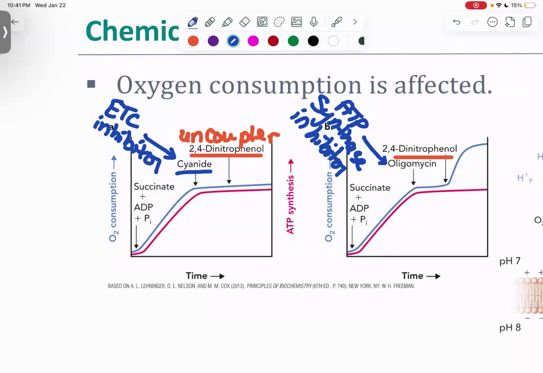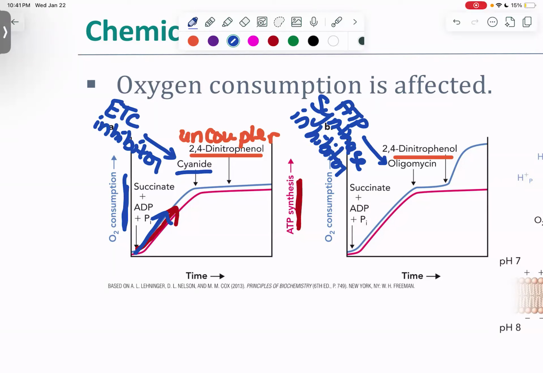So the question is kind of, what's happening? How does this work? So if we take mitochondria and we give them succinate and we give them ADP and inorganic phosphate, we look at two things. We're going to look at oxygen consumption. That is our blue line. And then our red line or pink line, whatever, is ATP synthesis. So if I give my mitochondria the things I need, both oxygen consumption and ATP synthesis start going up.